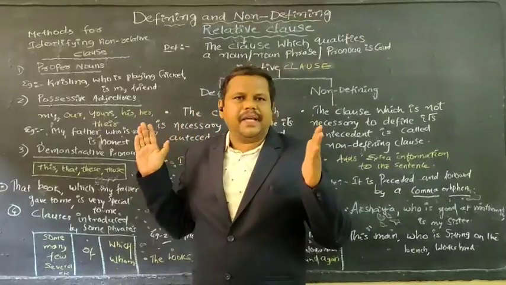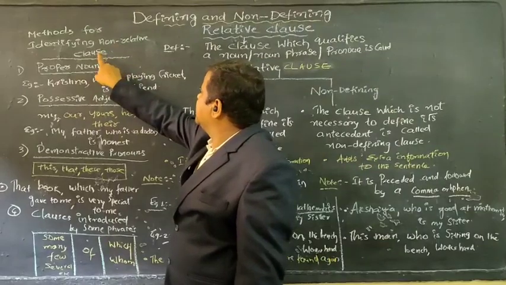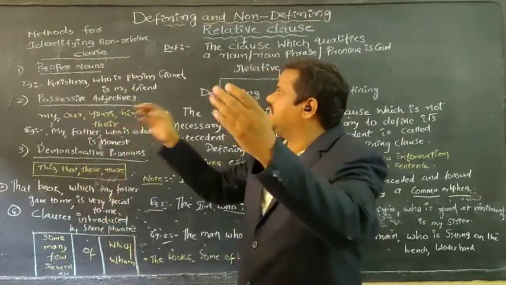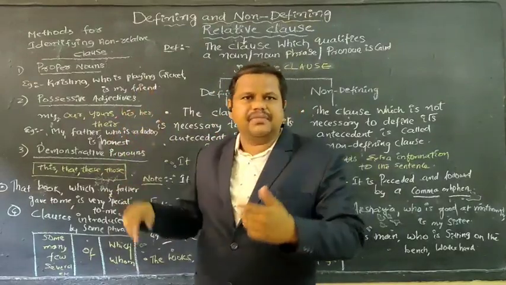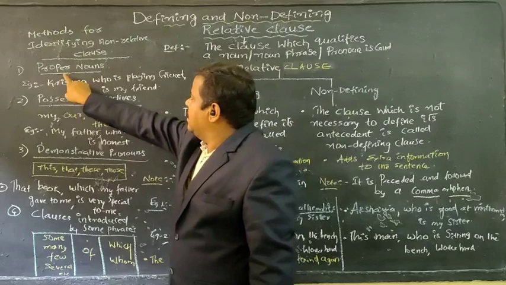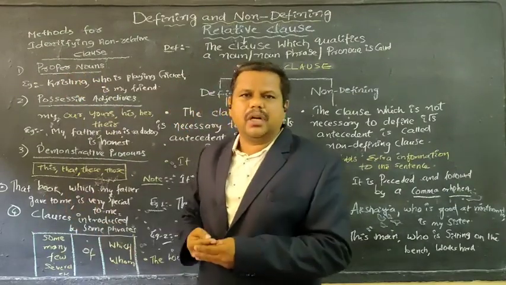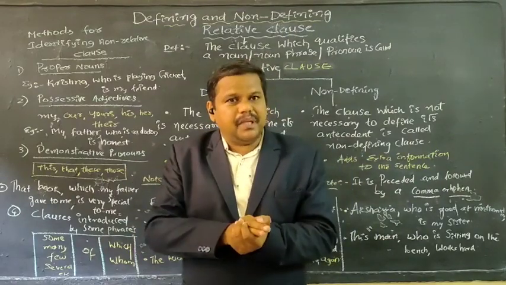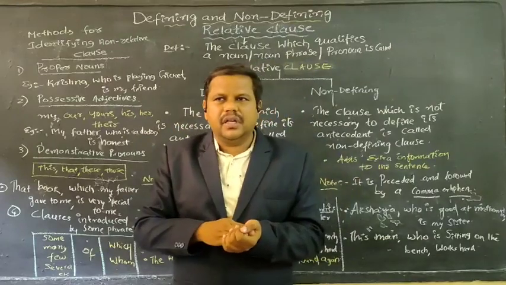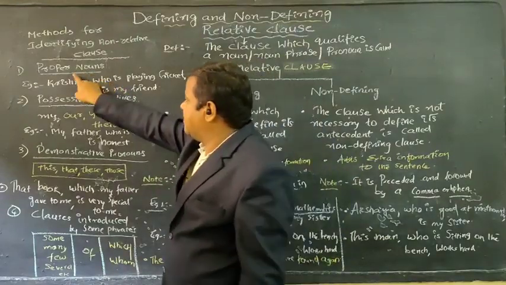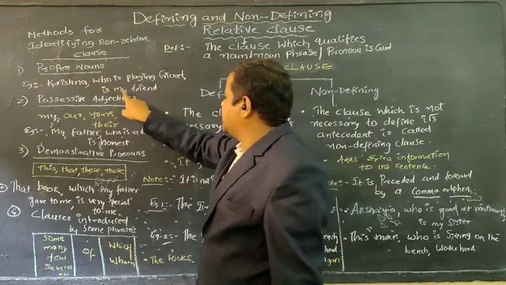Just now we explained the methods for identifying defining and non-defining relative clauses, and how to identify them with a number of examples. Just now I said proper nouns. What are proper nouns? Rama, Krishna, Abdul. They are called proper nouns. When you are writing proper nouns, how do you write the non-defining relative clause? See this example: Krishna, comma, who is playing cricket, comma, is my friend.